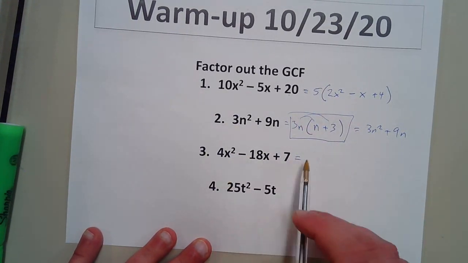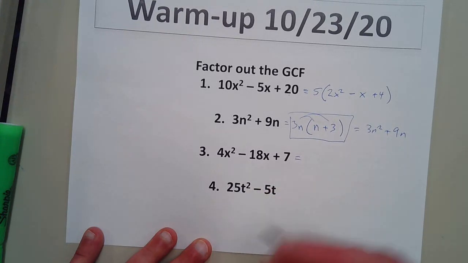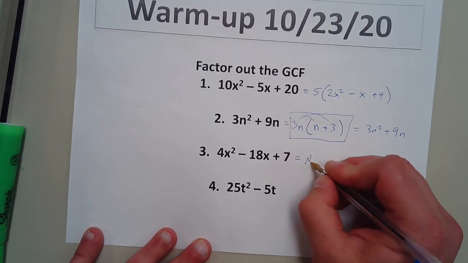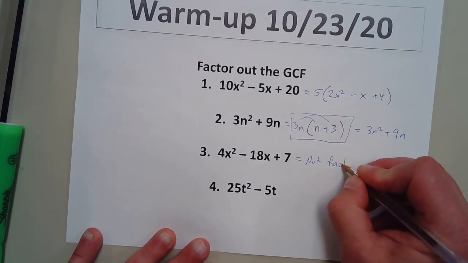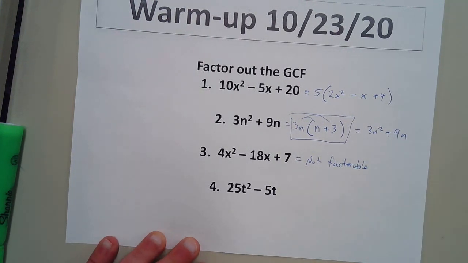So the GCF in this case is 1, and what we refer to this as, you're going to see this today too, we basically just say this one is not factorable. There are no factors that you can take out of this. So you can say it can't be factored, not factorable, anything like that.